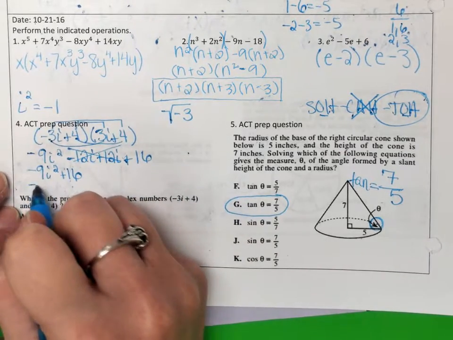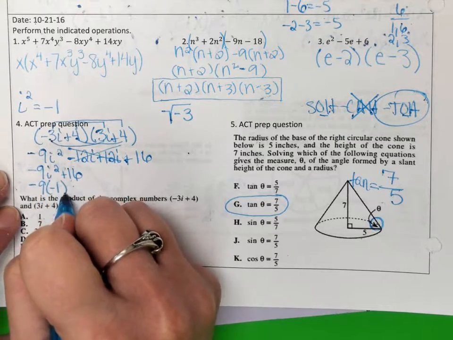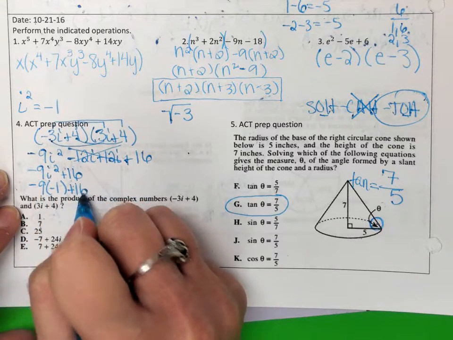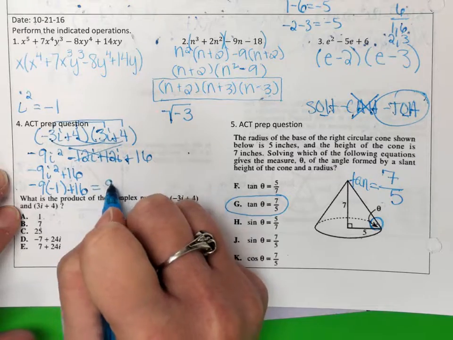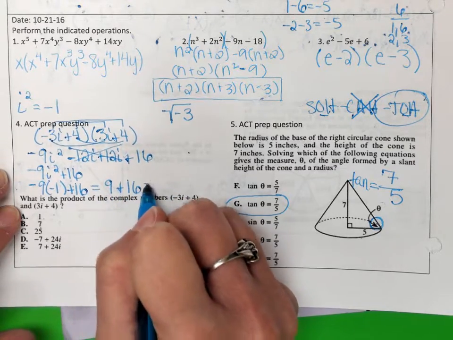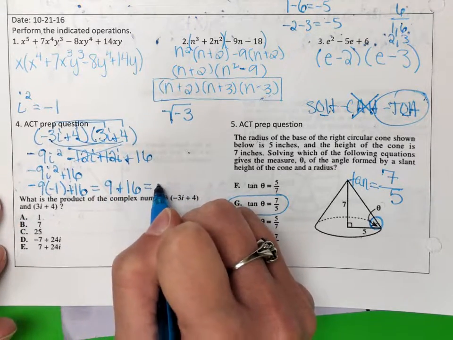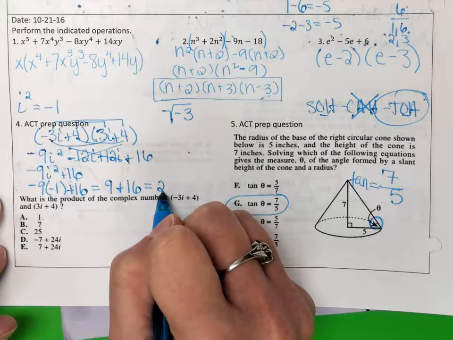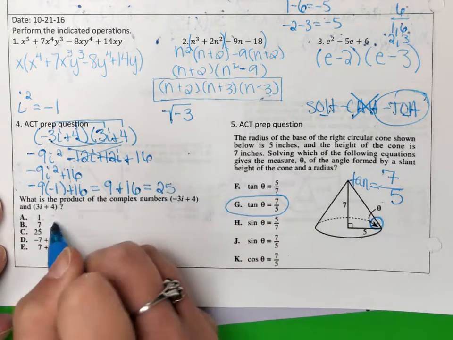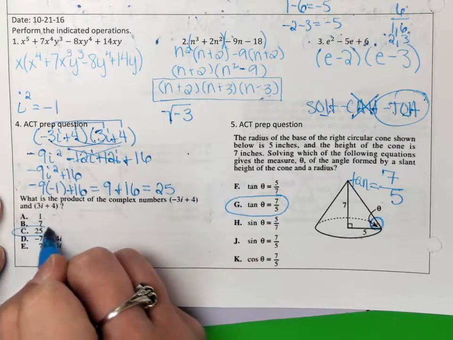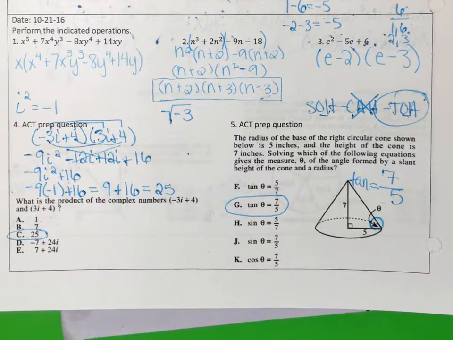So here I can say negative 9 times negative 1 plus 16. So that's positive 9 plus 16. And how much is that? 25. There you go. Looky there. That's C. Are y'all okay?